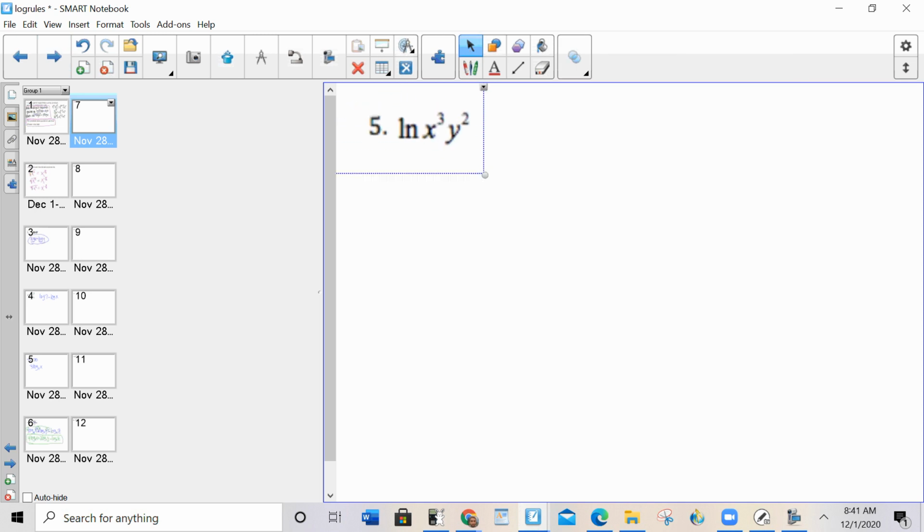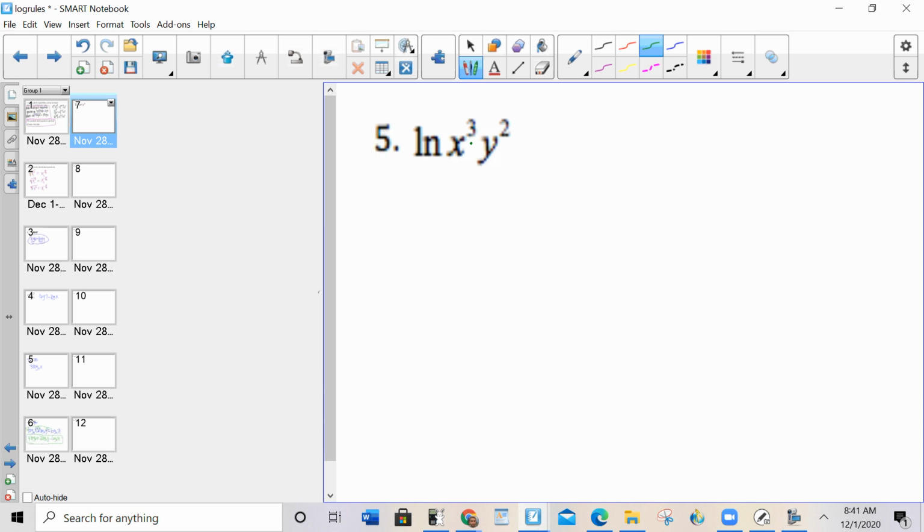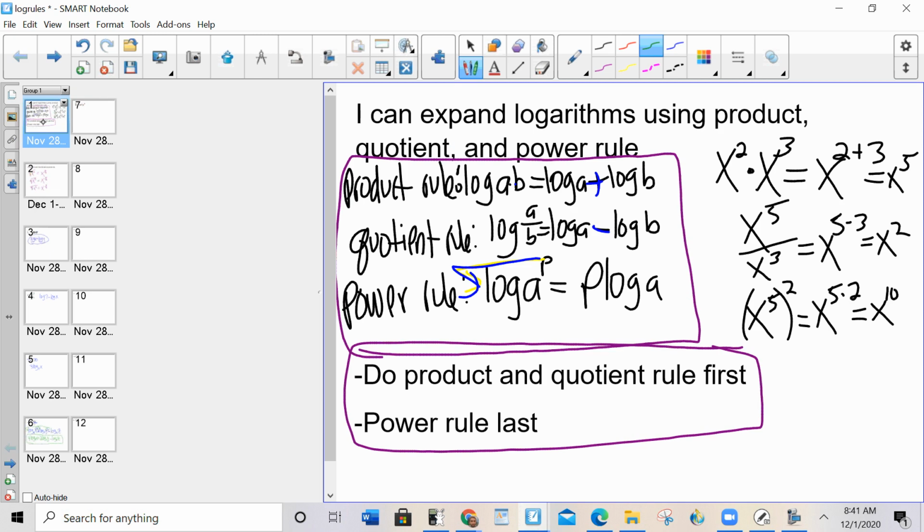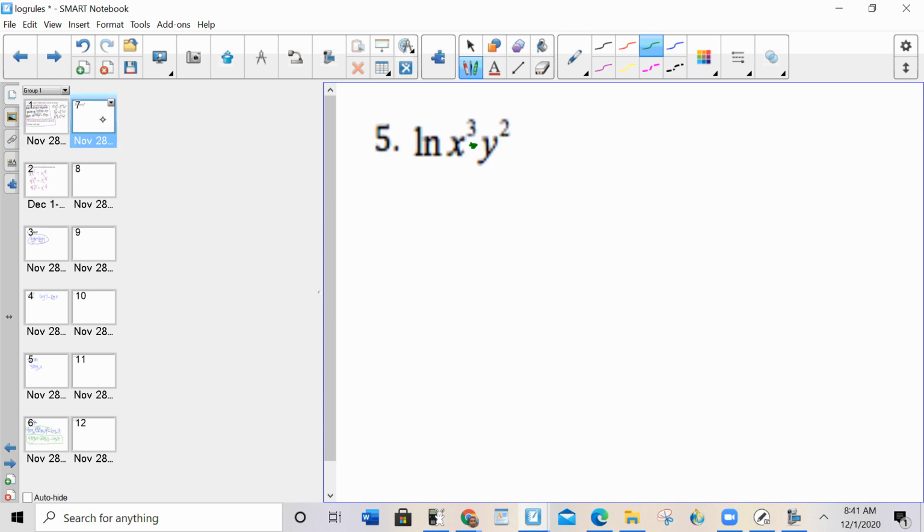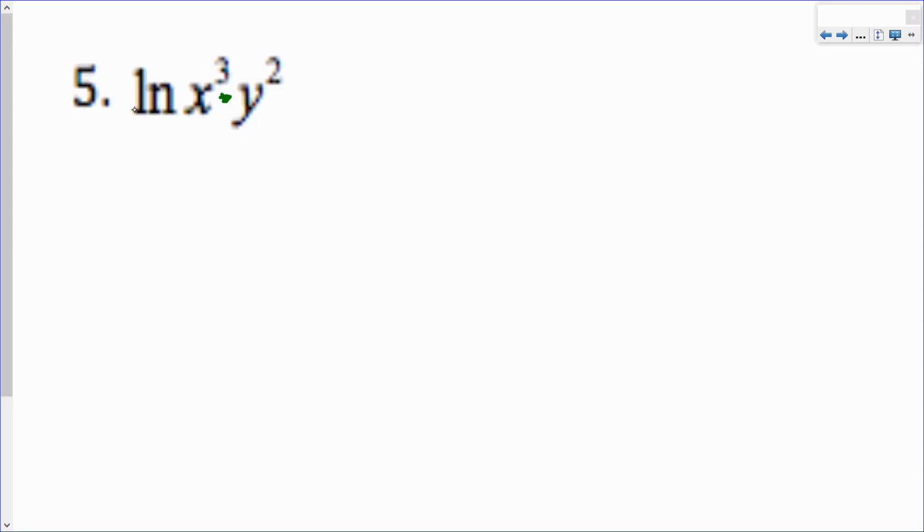ln, same thing as log. I look for multiplication or division. I see multiplication. I know multiplication becomes addition. So I want you to try and do the first step right now on your own. Make that multiplication into addition. I'll give you about 10 seconds to do that.